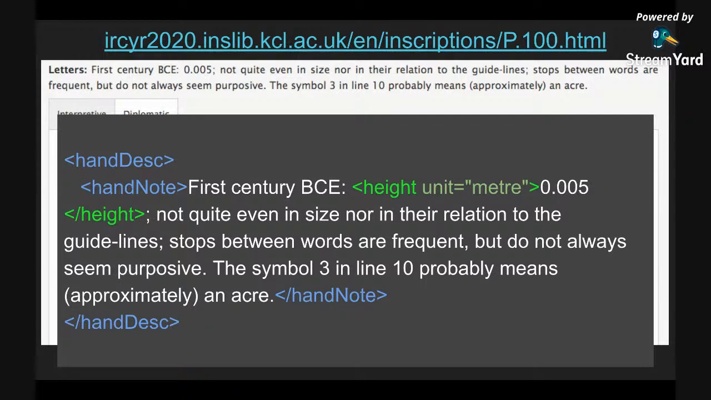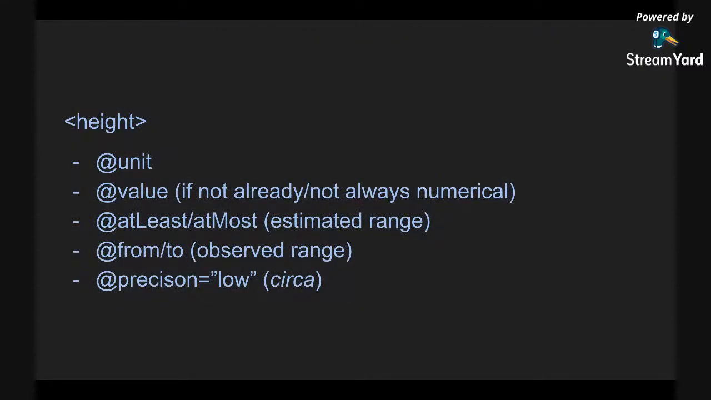Right. So having meter in there just makes this absolutely explicit. Even if it's clear in your corpus, it's useful for compatibility with other corpora. And that's the main thing you'd want to tag in the hand note there. A few notes about that height element.